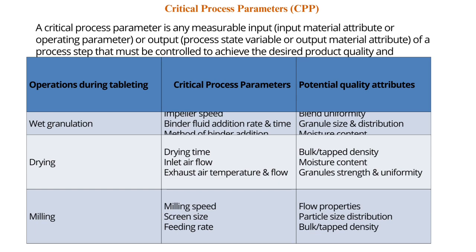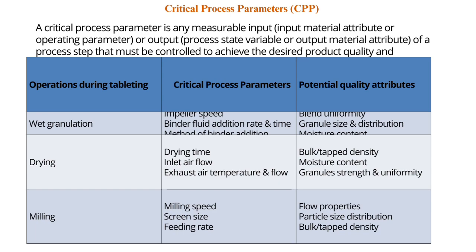For operations during tableting, we have listed them on one side, the CPP, critical process parameters, on the other side, and the last one is potential quality attributes. For wet granulation for tableting, impeller speed is one of the CPPs, along with binder fluid addition rate and time. The method of binder addition is another parameter. In potential quality attributes, the blend uniformity, granule size and distribution, and the moisture content.